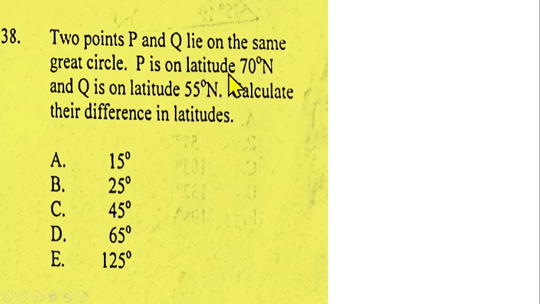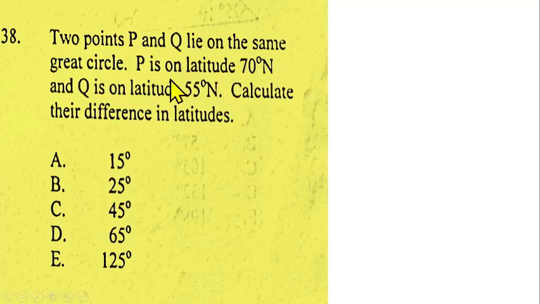Now the angular distance, or angular difference, is going to be the difference in latitude, because they are on the same great circle, but they are on different latitudes, and the latitudes are in the same hemisphere. So the latitude of P is 70, the latitude of Q is 55, but they are both in the north, which is the same hemisphere.